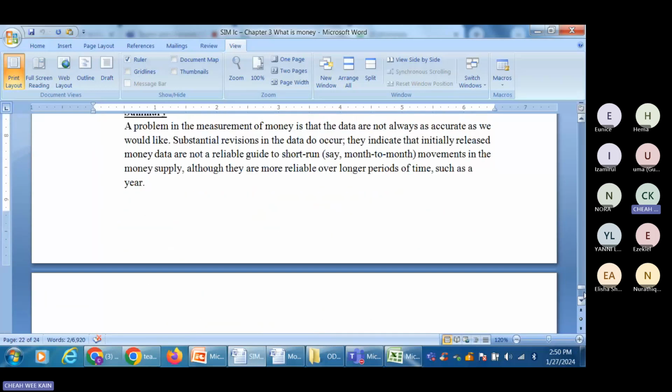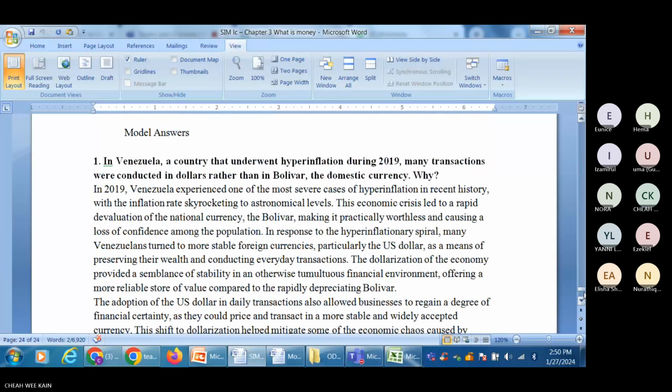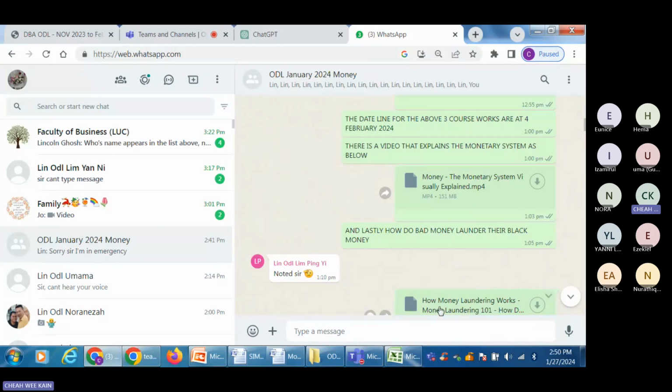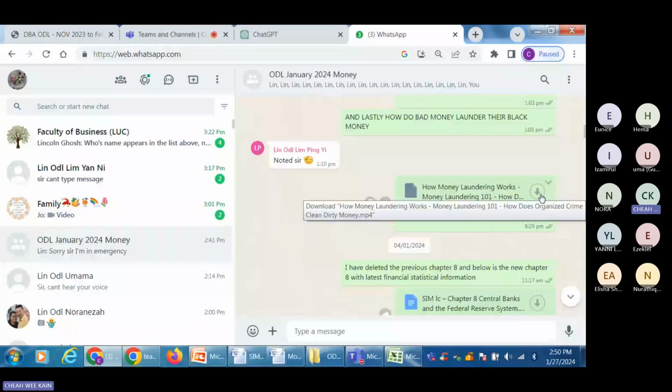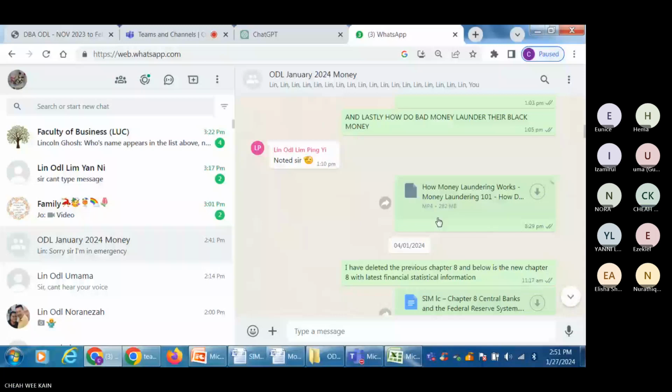Hang on. I think I gave you a video of that in the WhatsApp, there is a picture of how money laundering works. Money laundering 101. Okay, so you can see this video and have an idea. Those people with illegal money need to wash it to become white money. So please see this video, and therefore you can learn how illegal people convert their ill-gotten money to white money. Understand?